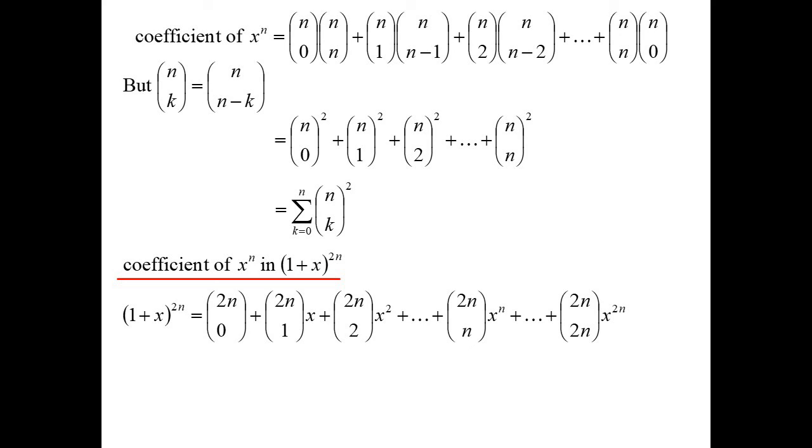The power now is 2n though, not n. So I'd have 2nC0, 2nC1 x, and so on. Somewhere in the middle, there would be the term with x to the power of n. And its coefficient would be 2nCn. But it's the only term that would have x to the power of n. So in that part, I know all I'm looking for is that one. So the coefficient of x to the power of n for that one is 2nCn.